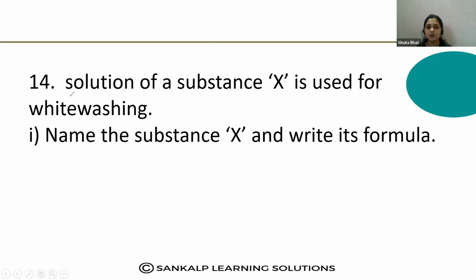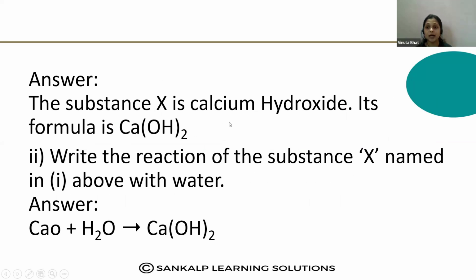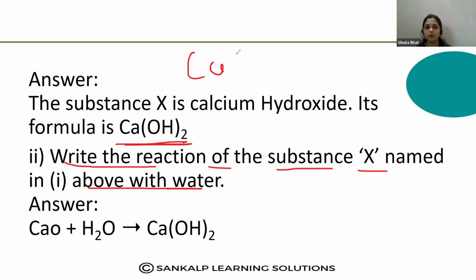See the 14th question. Solution of a substance X is used for whitewashing. Name the substance X and write its formula. So for whitewashing, which substance is used? That is calcium hydroxide. Calcium hydroxide is used for that. And its formula is Ca(OH)2. And write the reaction of the substance X named above with water. So you have to write Ca(OH)2.